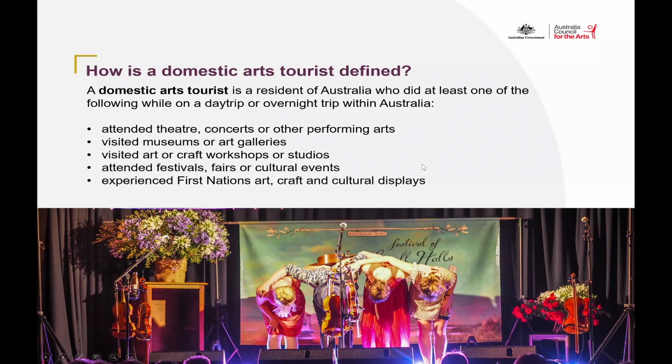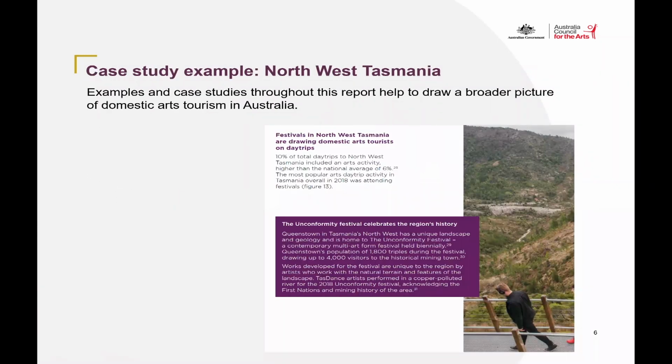For example, the northwest region of Tasmania is a strong area for arts tourism, as our data found. 10% of total day trips to northwest Tasmania included an arts activity, higher than the national average of 6%. And we found that the most popular arts day trip activity in Tasmania in 2018 was attending festivals, fairs and cultural events. So given what the data was saying about northwest Tasmania, we profiled the Unconformity Festival in Queenstown to explore how festivals could be drawing domestic arts tourists to the region, and additional research found that Queenstown's population of 1,800 triples to around 4,000 during the festival.